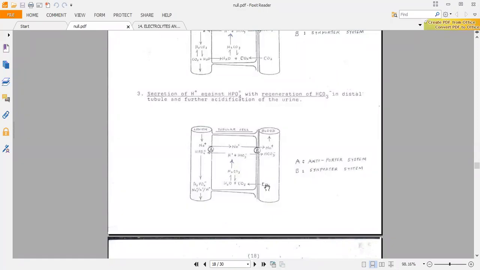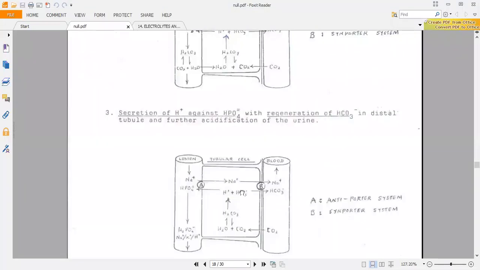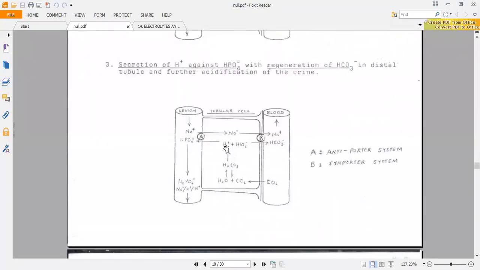The carbon dioxide from the blood will move and combine with water. The water will add to carbon dioxide, and you get H2CO3. Then the H2CO3 will break down to H plus and HCO3 minus. Then the bicarbonate will be absorbed into the blood. So you can see that here we are converting carbon dioxide to bicarbonate.